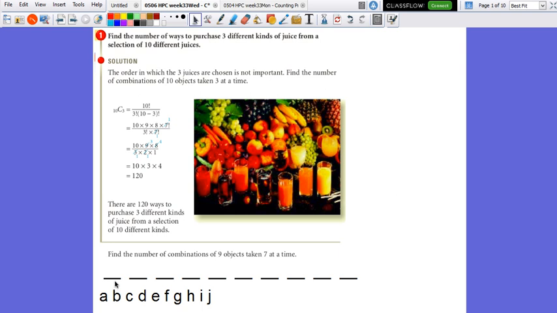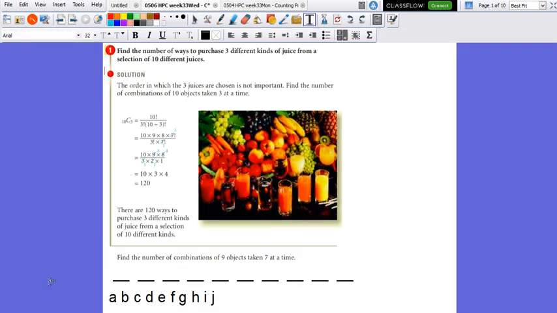Obviously, if you're choosing three different kinds of juices to drink or to make a blend with, it doesn't matter what order you put it in the blender. It doesn't matter what order you drink it. You're just concerned with three different kinds of juices from a selection of 10. So this is a case where order doesn't matter.